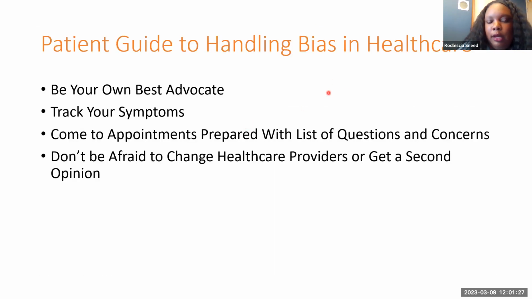So when I talk about implicit bias to patients, I give patients recommendations on how to handle this implicit bias that they're concerned about when they go into a healthcare organization. And some of the things that I tell them are first to be their own best advocate. So, making sure that they're informed about what's going on, bringing a family member or a friend with them to appointments so they can advocate to get the care that they need.